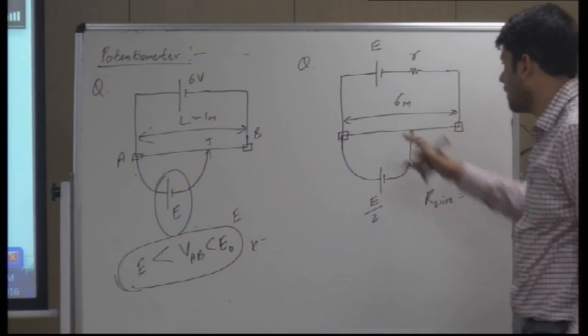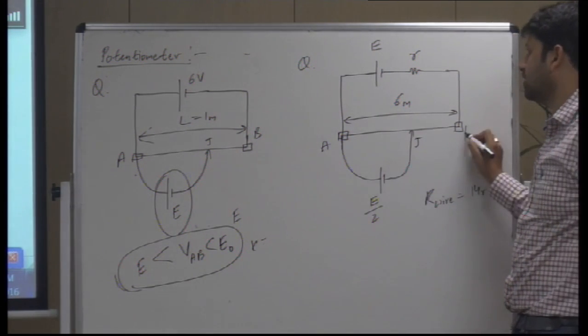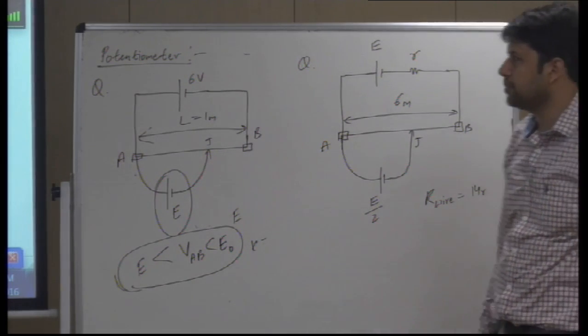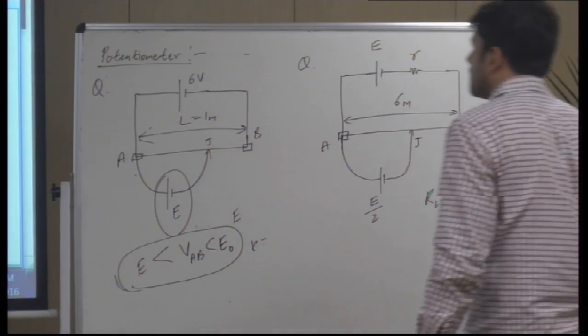Okay, this time the potentiometer wire has length 6 meters.